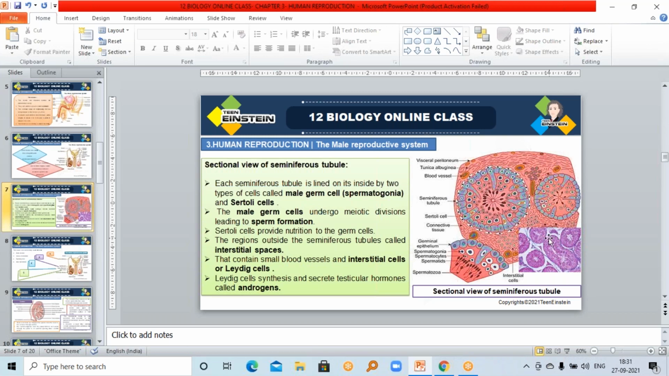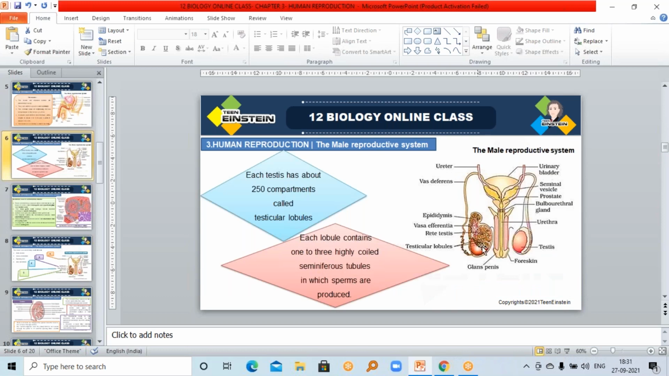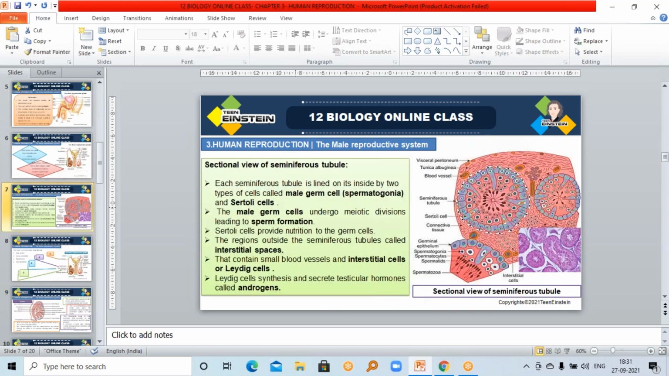So here you can see the sectional view of the seminiferous tubule. This is the seminiferous tubule. We are zooming this part, an enlarged portion of that. That is the seminiferous tubule. Now we are going to learn about the seminiferous tubule. For the practical exam also, this part is very important because slide identification will be there.